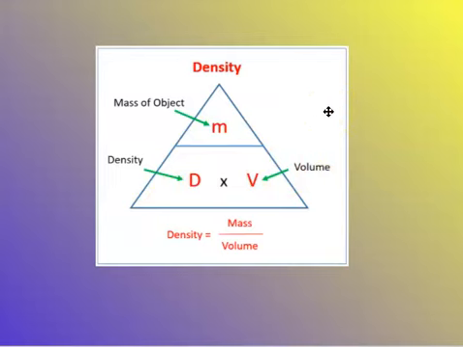Now, I'm going to show you this, and you're going to see this again in some practice problems. This is a little square that has some very important information in it. It says density down here, and you've got the M up above. You've got the D times the V. And what this helps you do is find the density of objects.